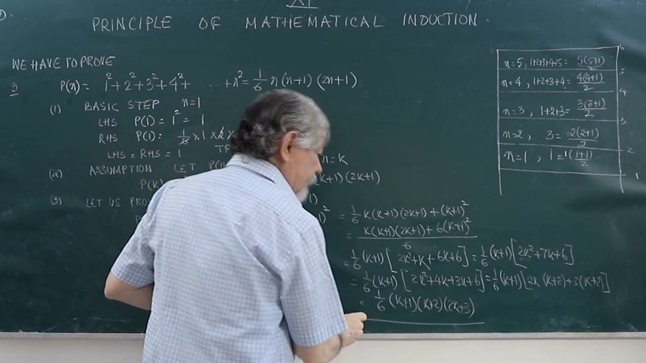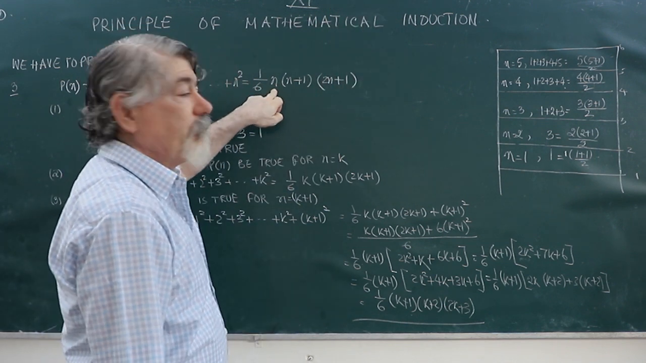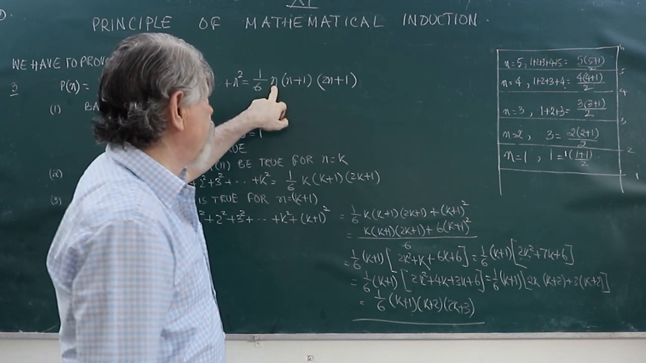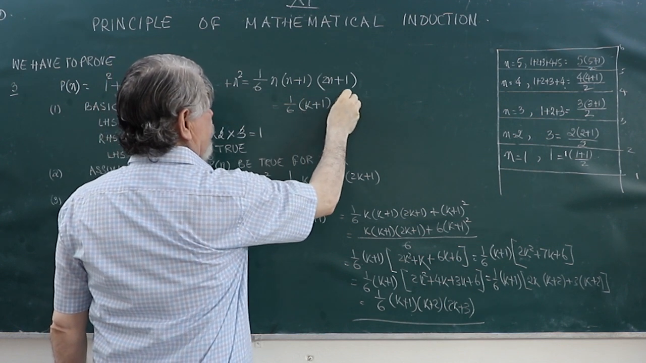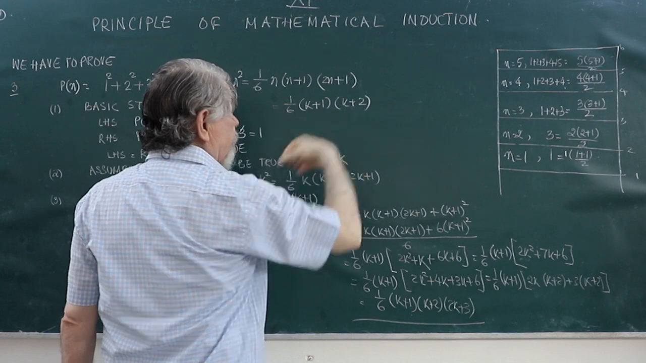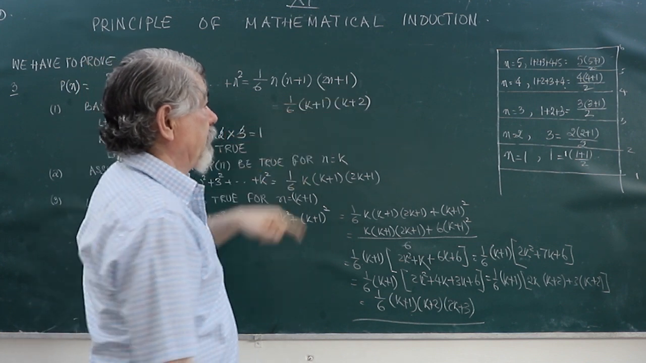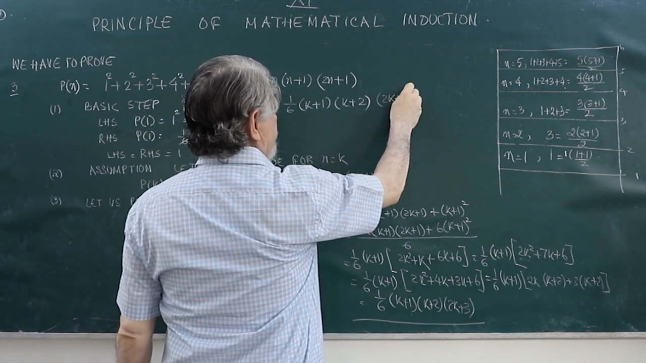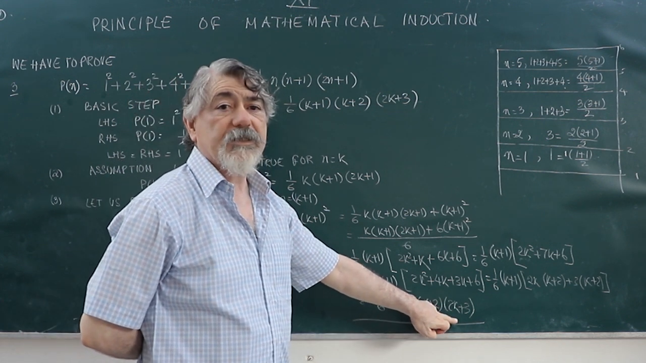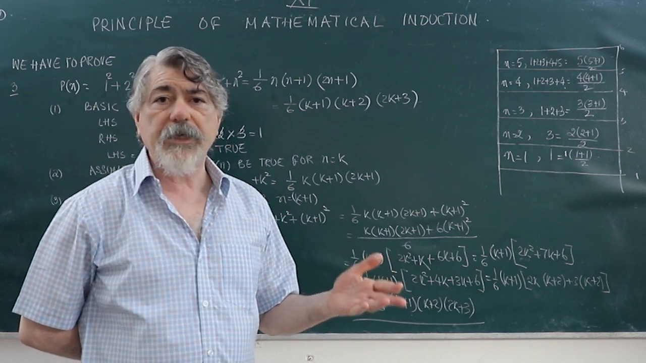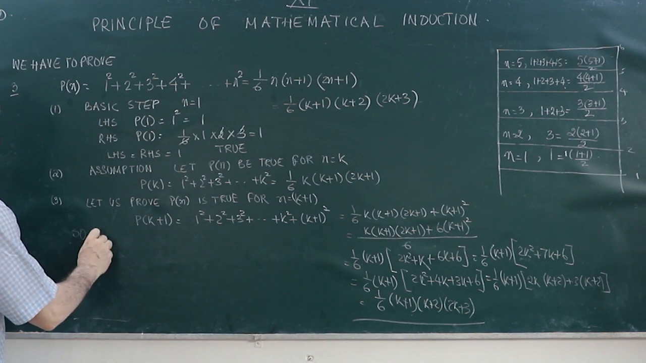Now let us check whether this satisfies the first statement. Let us replace n by k plus 1. So what you get? 1 upon 6, (k plus 1), then (k plus 1) plus 1, which becomes k plus 2. In place of n I have put k plus 1, so 2(k plus 1) plus 1, which becomes 2k plus 3. And what is here? 1 upon 6 (k plus 1)(k plus 2)(2k plus 3). So it is true for n equal to 1, n equal to k, and n equal to k plus 1.